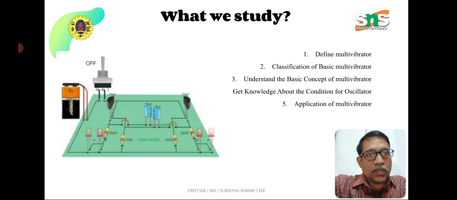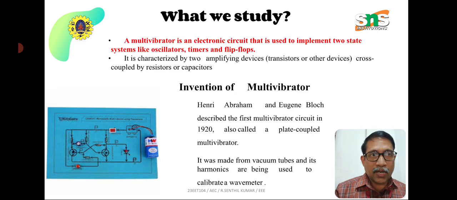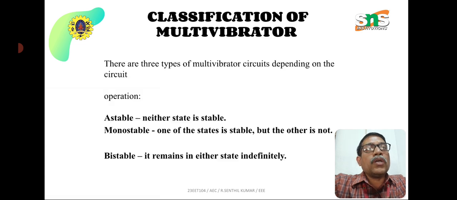What we are going to see is what a multivibrator is. A multivibrator is an electronic circuit which implements 2-state oscillations. It may be a relaxation oscillator, or it may have 1 stable state, or there may be 2 stable state oscillations. The left bottom is the circuit shown for a multivibrator. The invention of the multivibrator is also mentioned here, and now let me see the classifications of multivibrator.